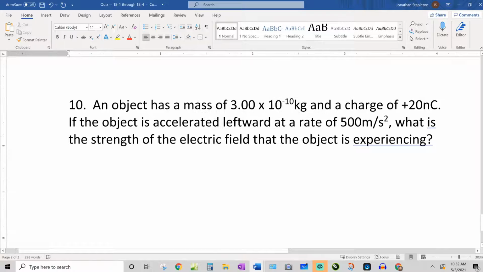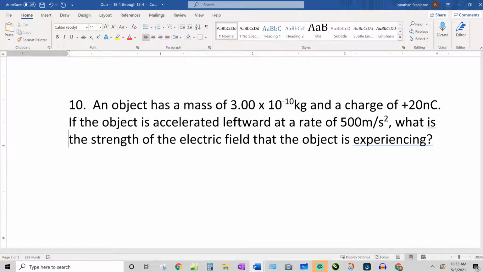So there's the problem. An object has a mass, and I'll actually get out my calculator this time and find the answer. Mass of 3 times 10 to the negative 10th kilograms and a charge of positive 20 nanocoulombs. So nano, does anybody remember what nano means? These would be good metric prefixes. If you're going into the STEM field, it's good to know what nano and micro and pico even means. So nano is 10 to the negative ninth. So it's 10 to the negative ninth coulombs.